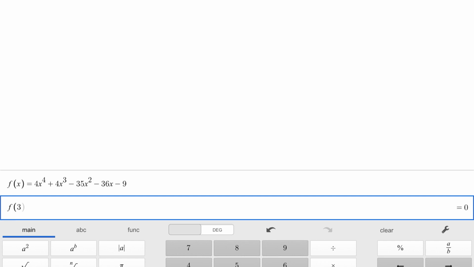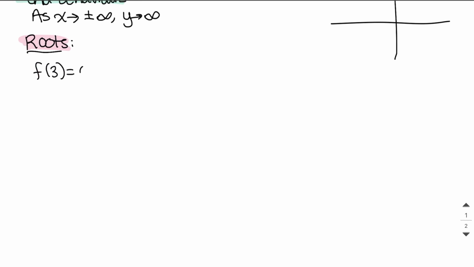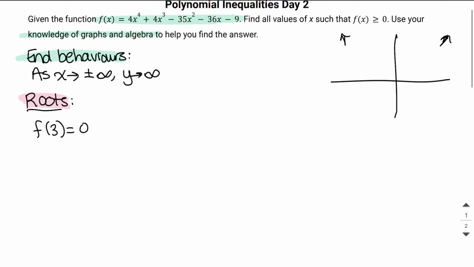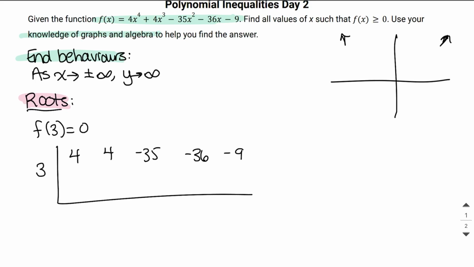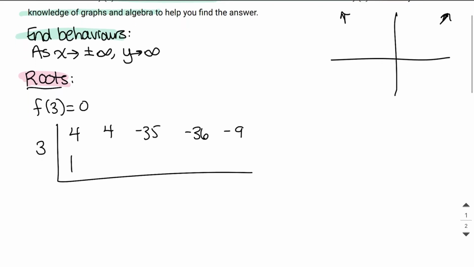So let's go ahead and factor out that x minus 3. I know that f of 3 is going to equal 0. I'm going to take my coefficients, 4, 4, -35, -36, and -9, and do my synthetic division with x minus 3. I'll bring down the 4. 4 times 3 is 12. 4 plus 12 is 16. 16 times 3 is 48. -35 plus 48 is 13. 13 times 3 is 39. Add these together, I get 3. 3 times 3 is 9. I get a remainder of 0.